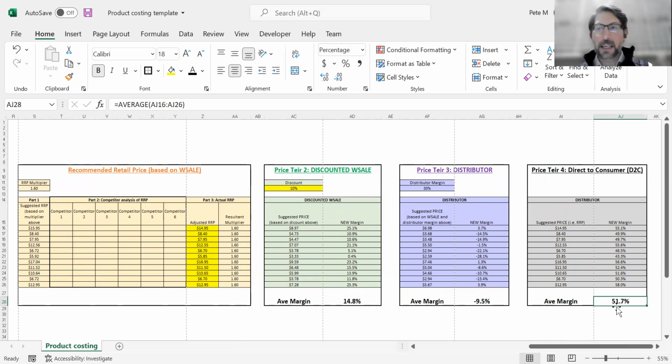Now, of course, the downside of direct to customer is, do we get the volumes? Yes, we're enjoying, in this case here, 52% margin, but how much could we possibly sell direct to customer versus, say, a distributor who might have a national network? So we've got to balance up the idea of how much volume we've got versus actual ultimate margin.